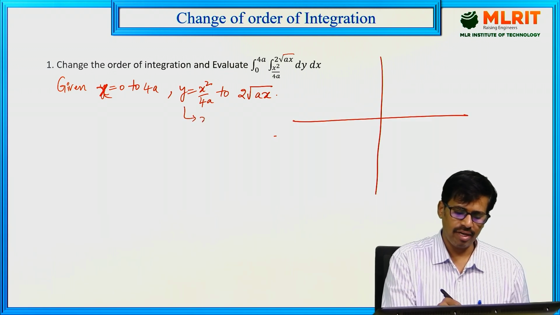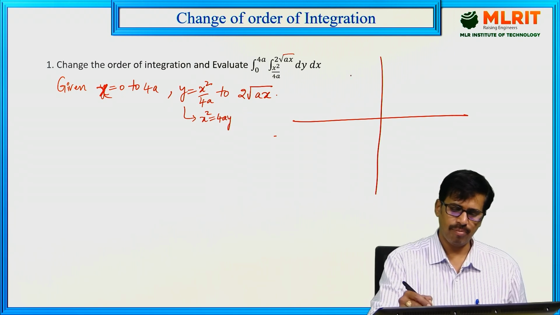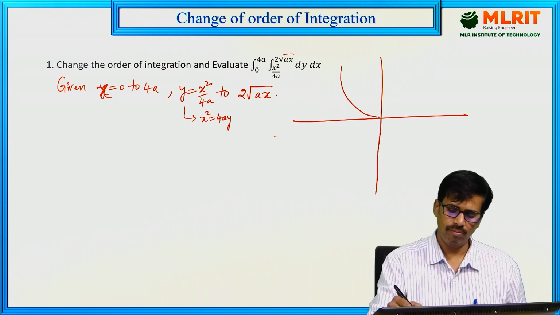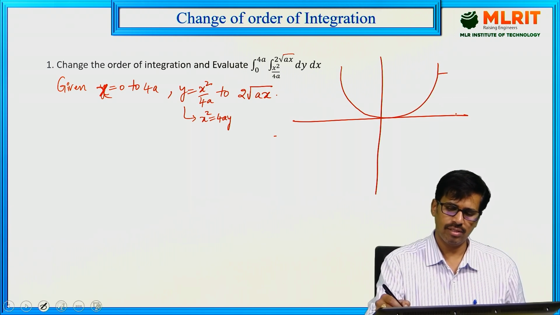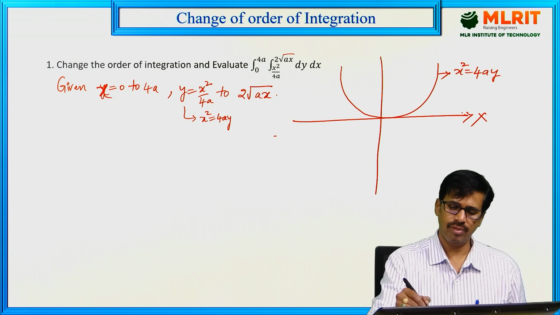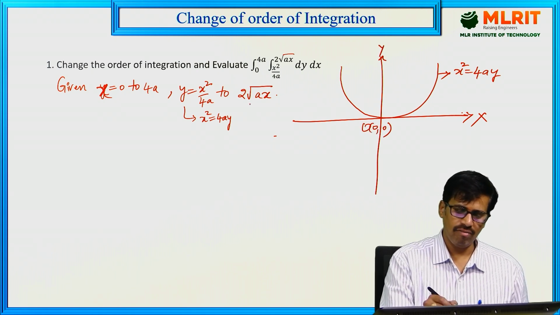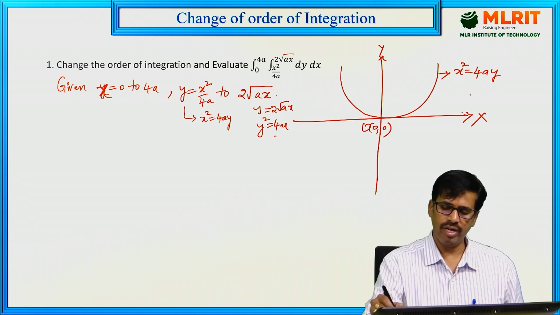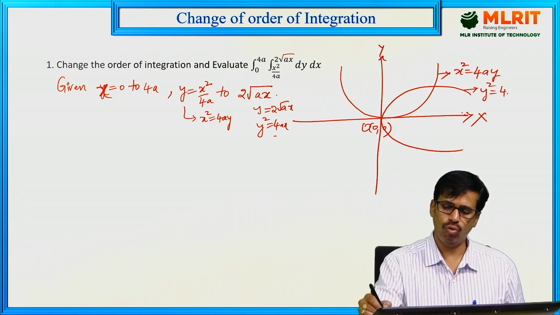So, this can be written as x square equal to 4ay. That means that is a parabola. This is x square equal to 4ay. This is x axis, this is y axis and this is origin. Another curve, y is equal to 2 root ax, that means squaring on both sides, y square equal to 4ax. So, we get another parabola which is y square equal to 4ax.